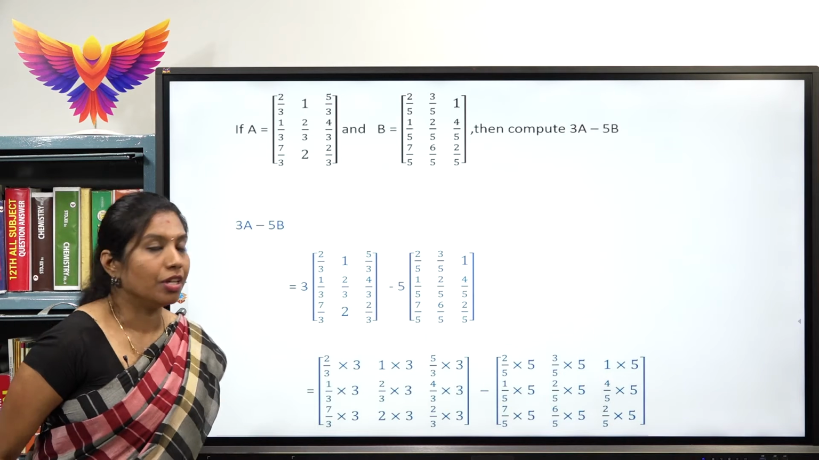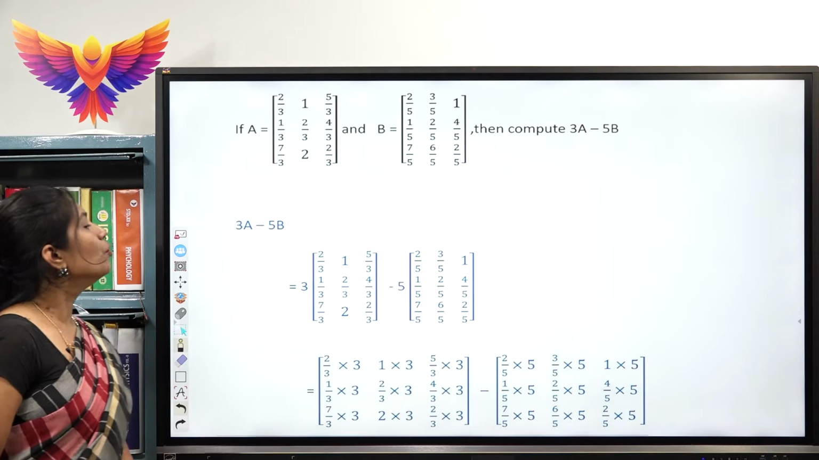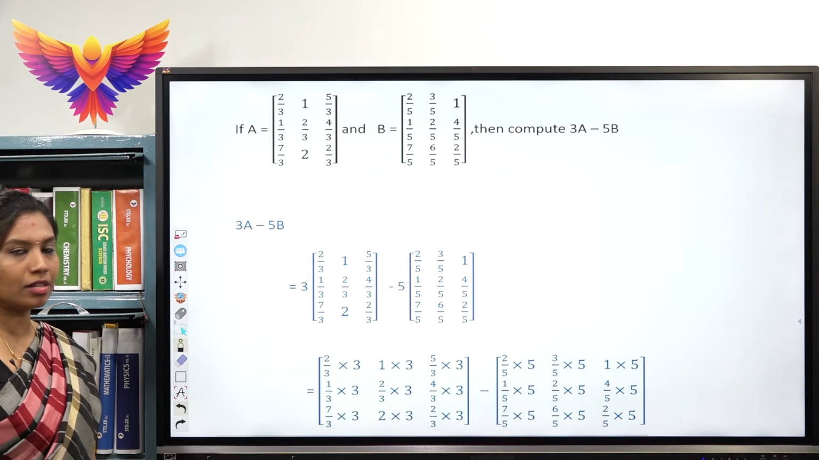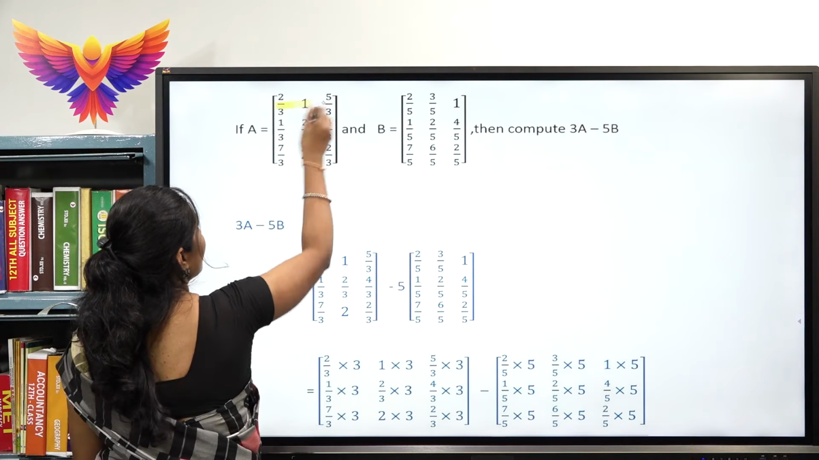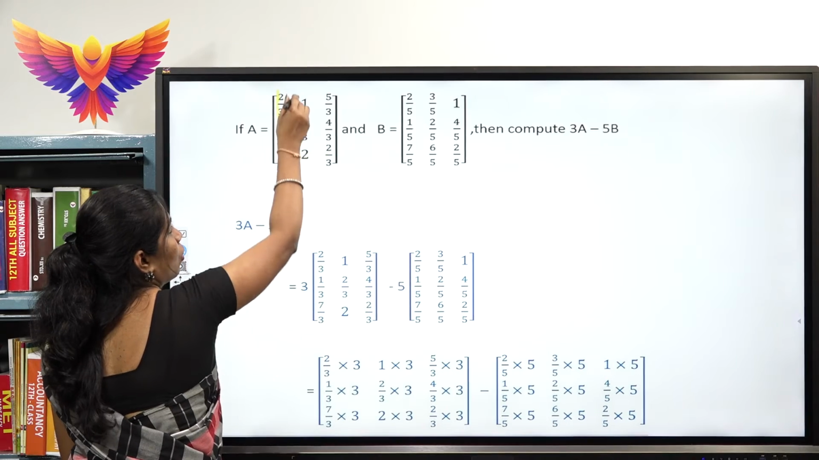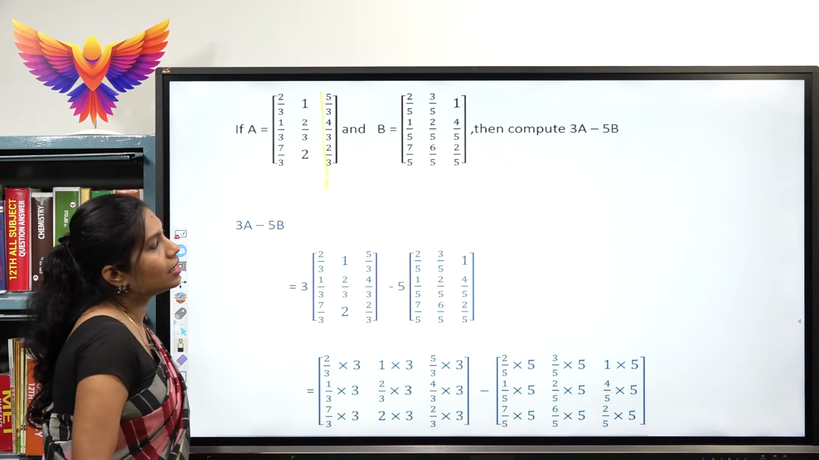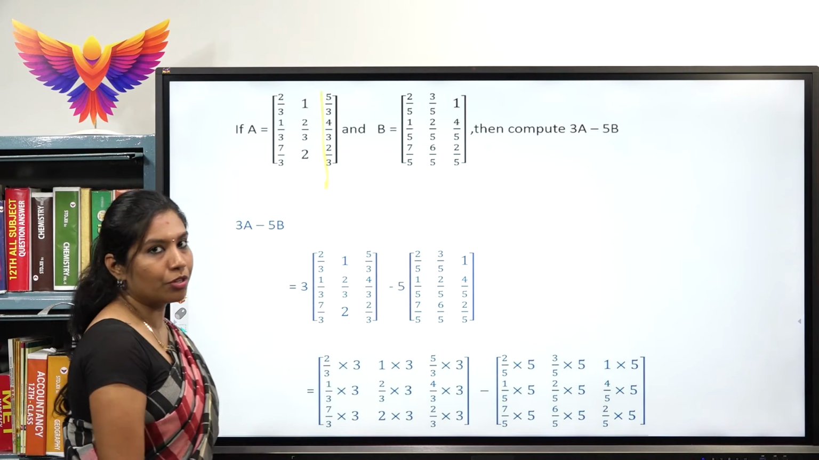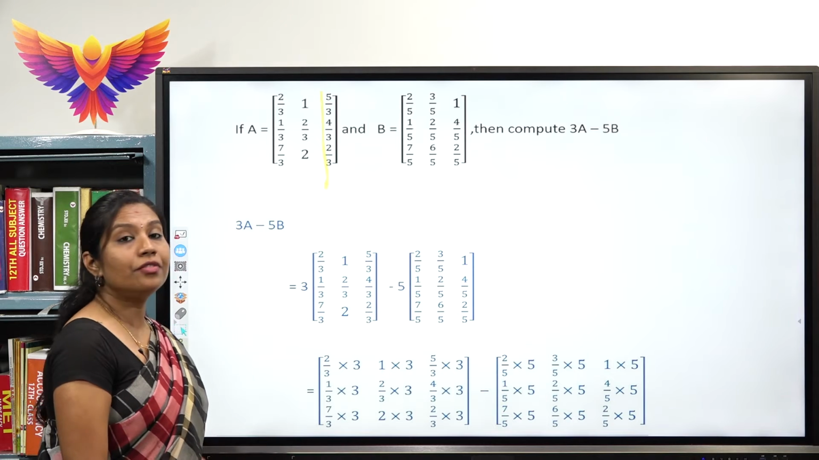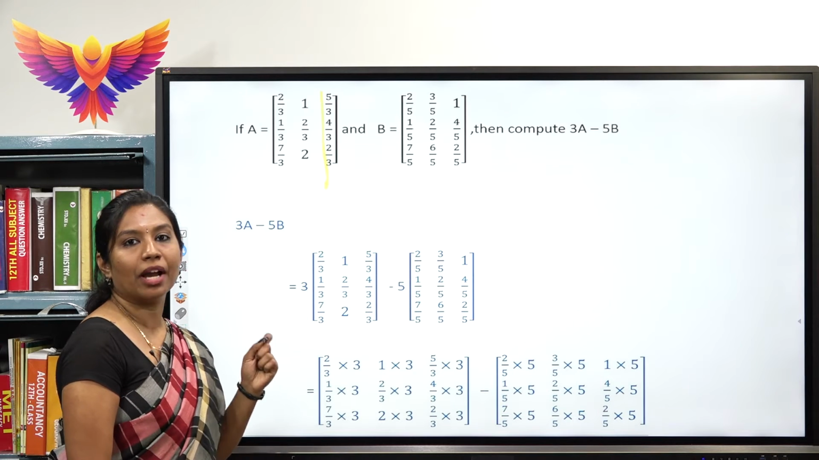Look into the next question here. We have a matrix A, which is a 3 cross 3 matrix. We have 3 rows here and we have 3 different columns. The same way, we have a matrix B, which is of order 3 cross 3 again. We need to compute what is 3A minus 5B.